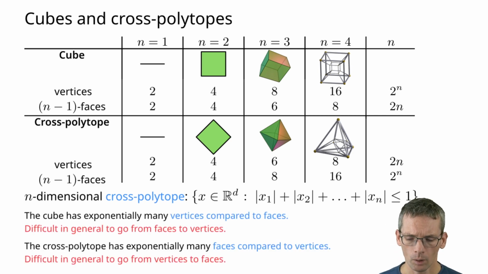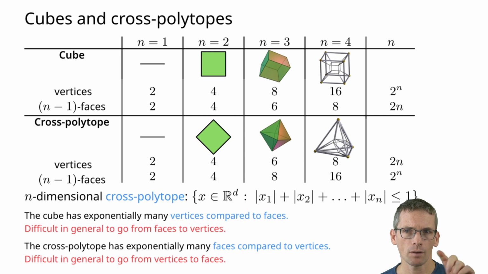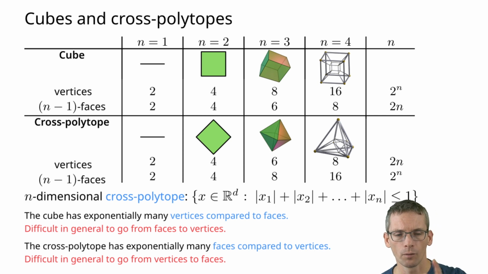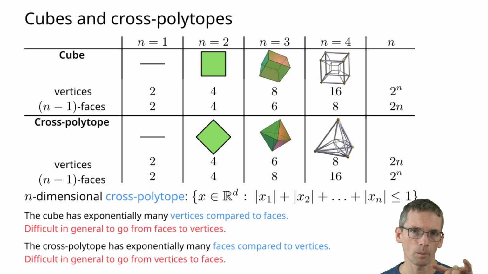So what we see by this example is that it's definitely not easy to go from vertices to faces or faces to vertices, because in this situation from a linear number of vertices we might get an exponential number of faces, and likewise from a linear number of faces we could get an exponential number of vertices. This is what I wanted to say about polytopes.